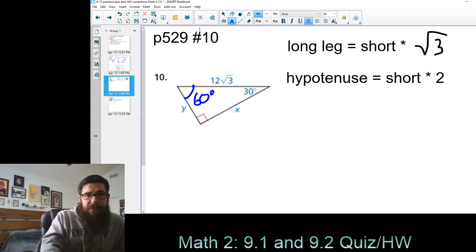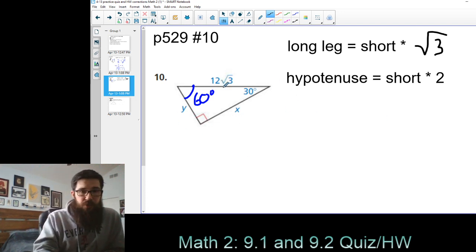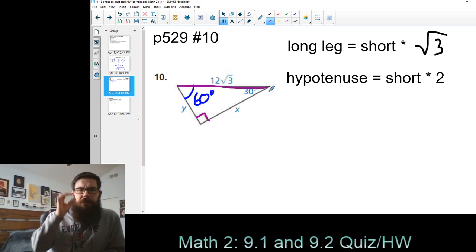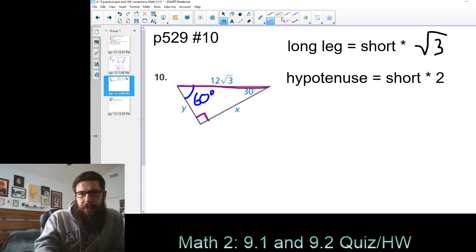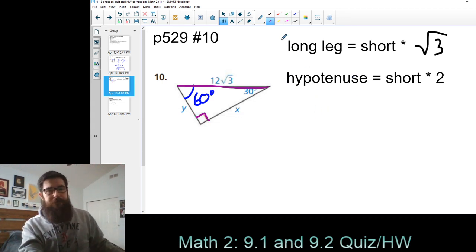Now you'll notice to find both your long and hypotenuse, you need to know the short. We're probably only going to give you one and ask you to find the others here. So right now, I've given you the hypotenuse. I know it's the hypotenuse because it is opposite of the 90-degree angle. This is page 529, number 10. I know the hypotenuse. I need to use my hypotenuse equation to go backwards and figure out the short length.